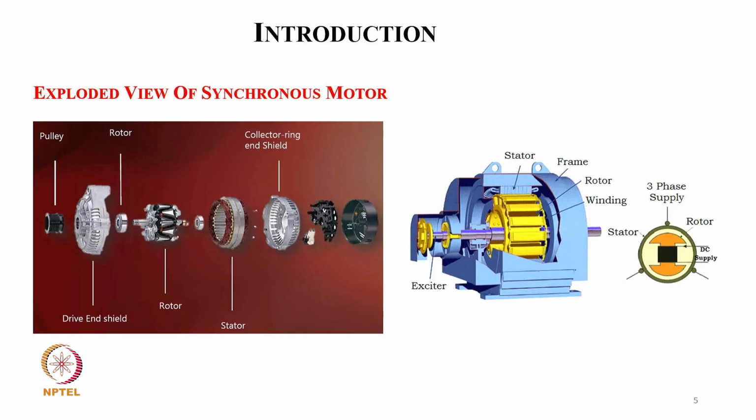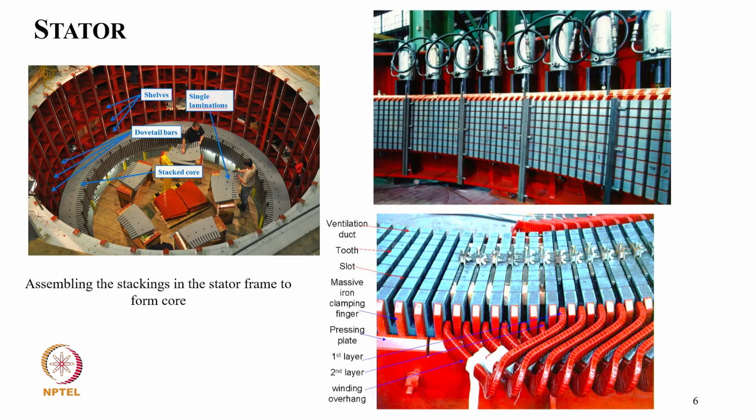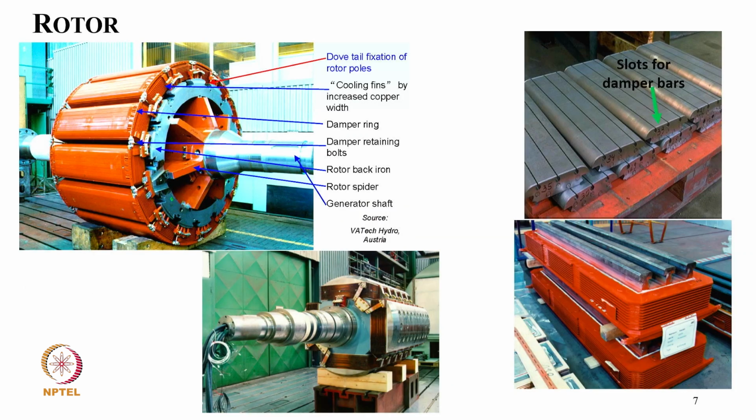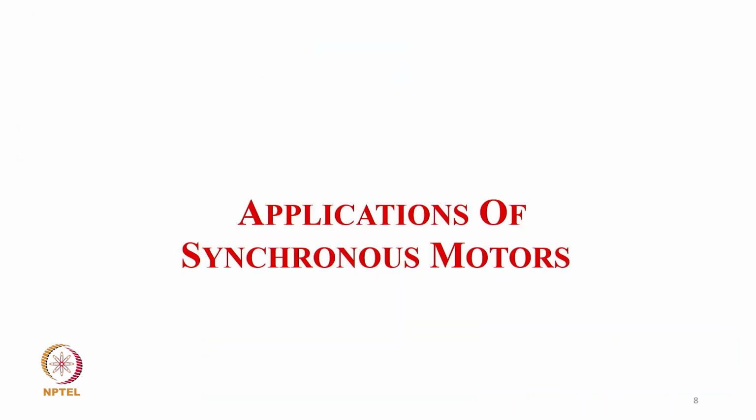So this is typically a cutaway view of a synchronous motor. You can see the different parts of the synchronous motor. The rotor, of course, is of different designs, salient pole as well as cylindrical. For very low speed we use salient pole, and for high speed we use cylindrical. You can see the assembly of the stator frame, core, and winding design. Then the rotor design.